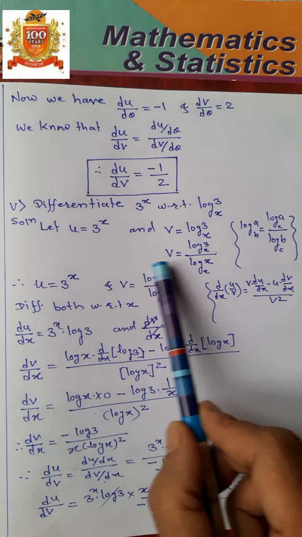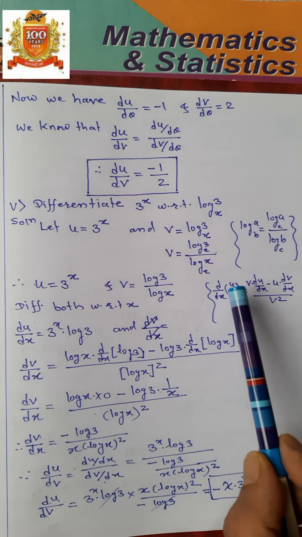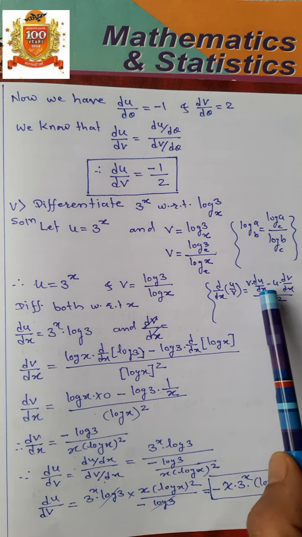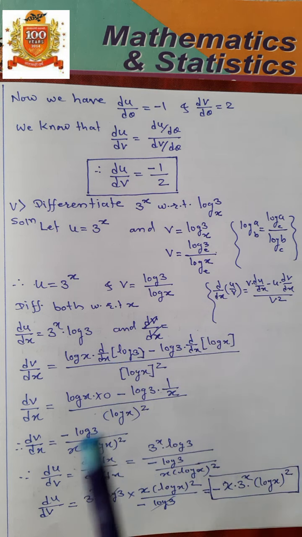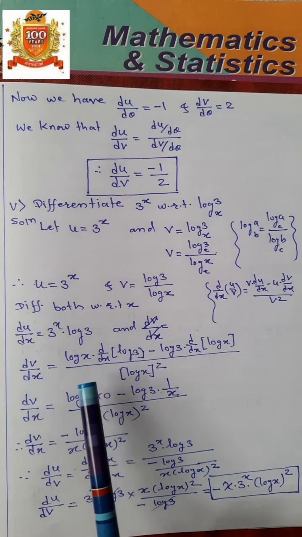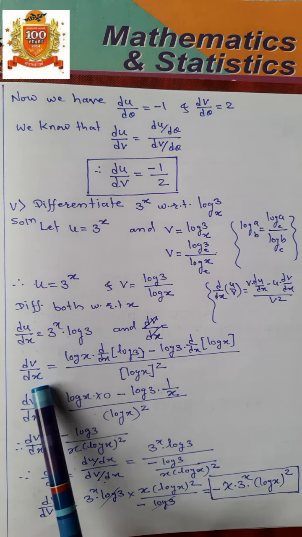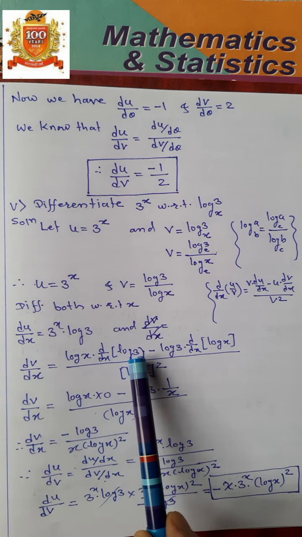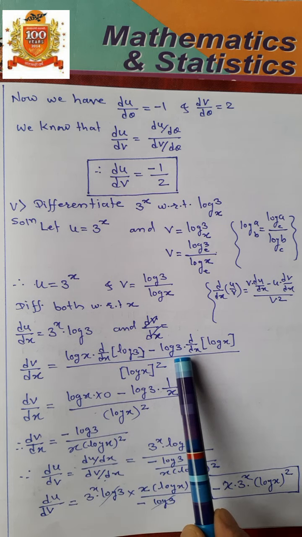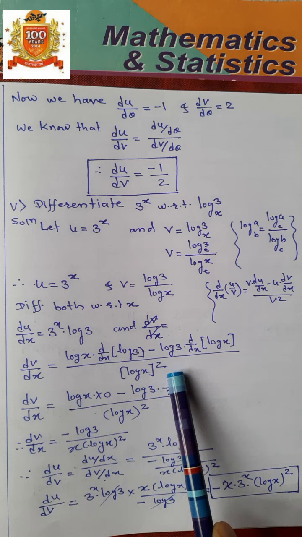Now we differentiate this. We apply division rule here. What is division rule? d dx of u upon v is equal to v into du by dx minus u into dv by dx upon v square. We use this rule here. So dv by dx is equal to log of x into d dx of log 3 minus log of 3 into d dx of log x upon log x square, isn't it?